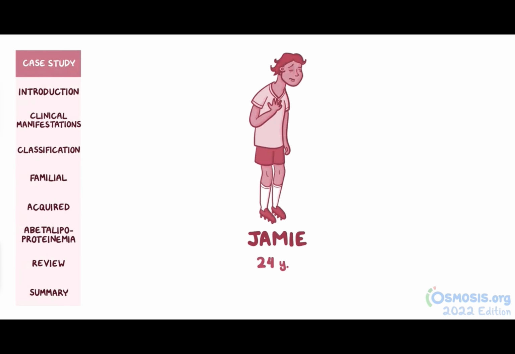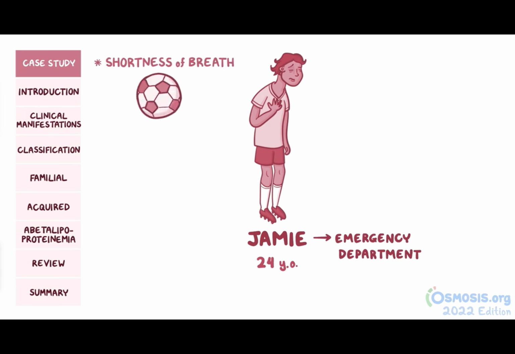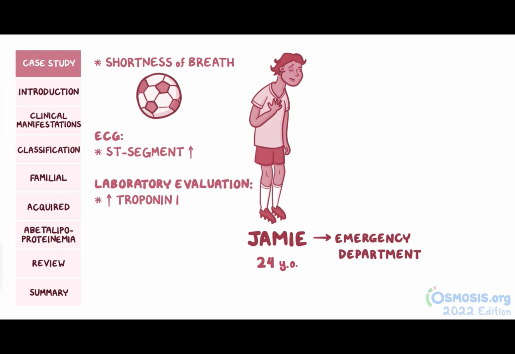Jamie is a 24-year-old male presenting to the emergency department complaining of sudden onset chest pain and shortness of breath when playing soccer. On further evaluation, his ECG showed ST segment elevation, and laboratory evaluation showed elevated troponin I levels. After instituting treatment, Jamie and his family inquire about the odd early onset of his disease.